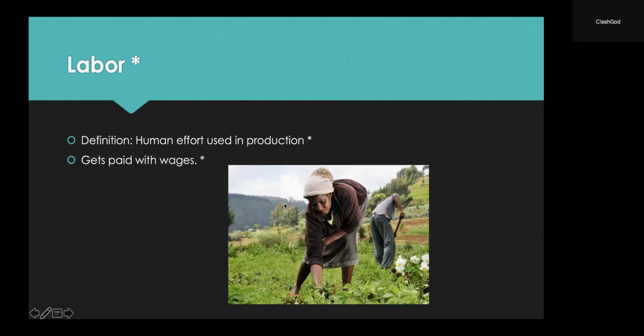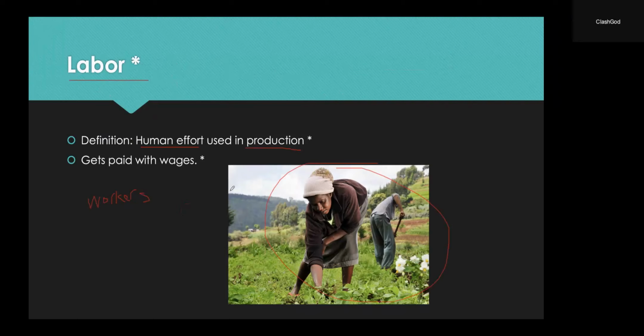Now, factors of production are separated into four types of categories. The first type is labor, and their definition is human effort used in production. This is a very important definition. But when you think about labor, you can just think about workers, for example, in this picture, these farmers, or working in factories.